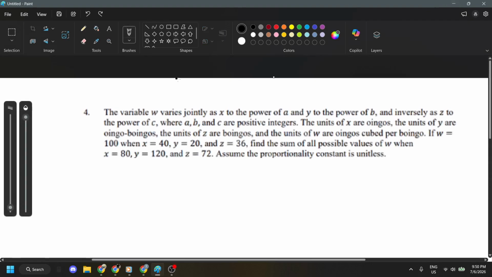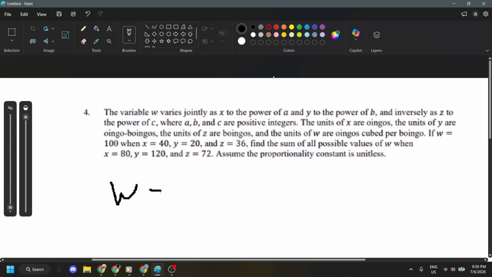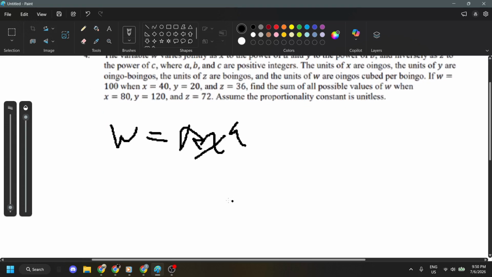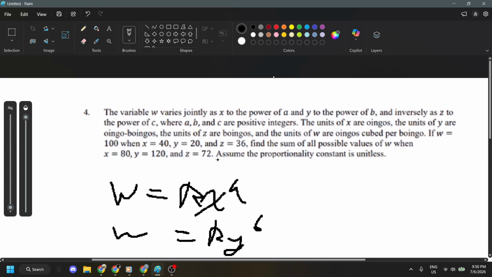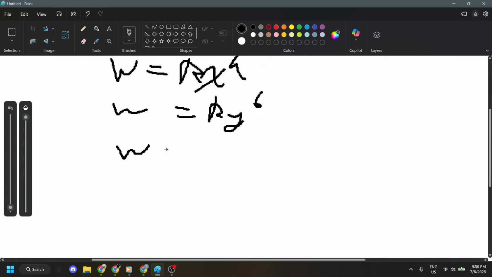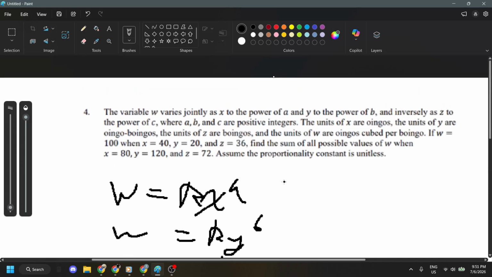The variable w varies jointly to x to the power a, y to the power b, and inversely as z to the power c. A, B, and C are positive integers.